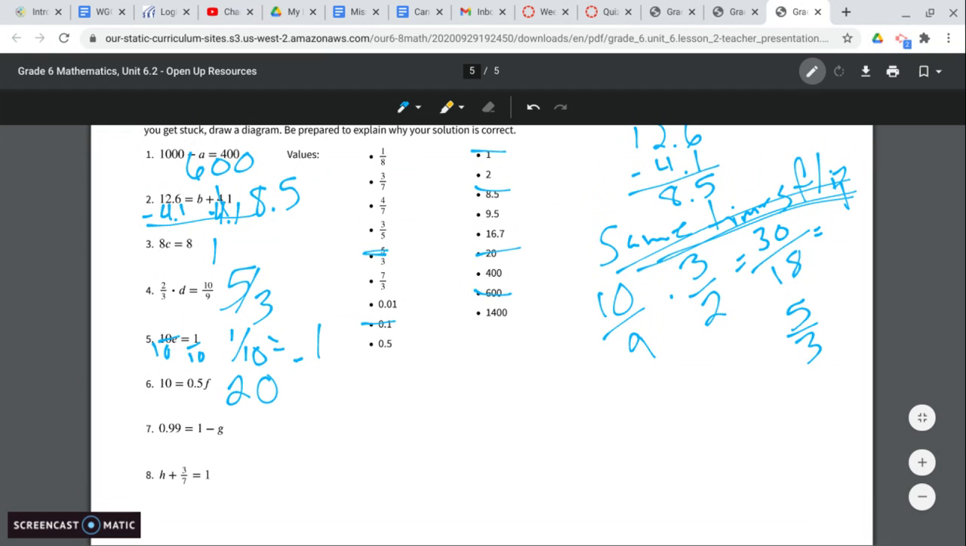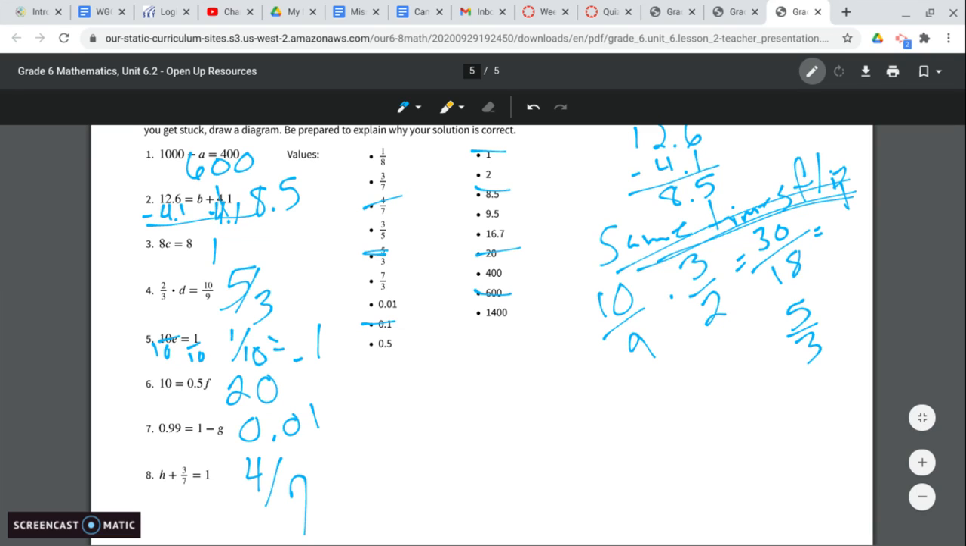The next one, we have 0.99 equals 1 minus G. So if we have 1 and we need to get down to 0.99, what do we need to subtract? Well, 0.01. And last but not least, we have H plus 3/7 equals 1. So what do we have to add to 3/7 to get to 1? We have to add 4/7.